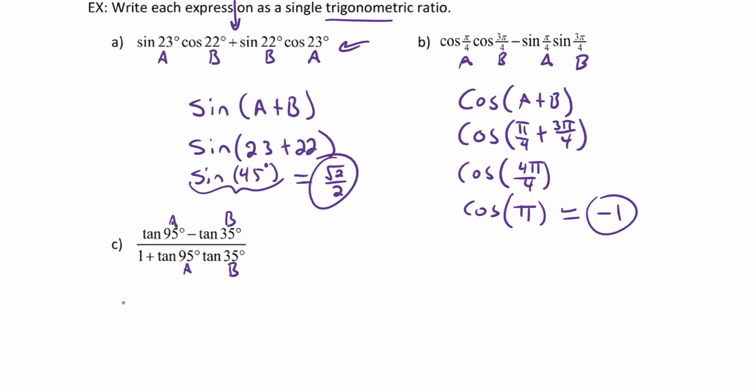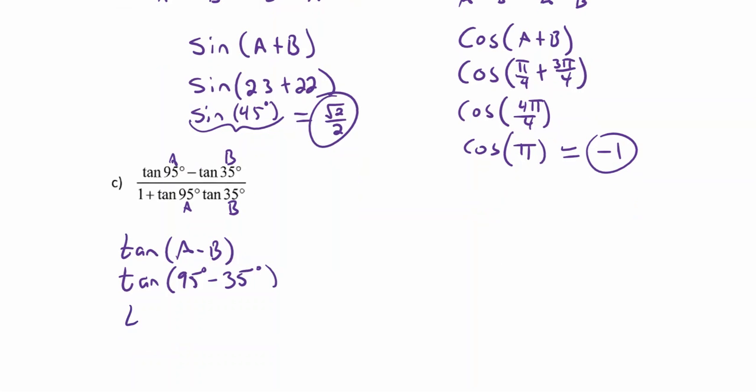All right, so from here, we're going to say this is tan A minus B. Okay, so this would be tan of 95 minus 35 degrees. So that's going to be tan 60 degrees. Okay, and where is tan 60 degrees?